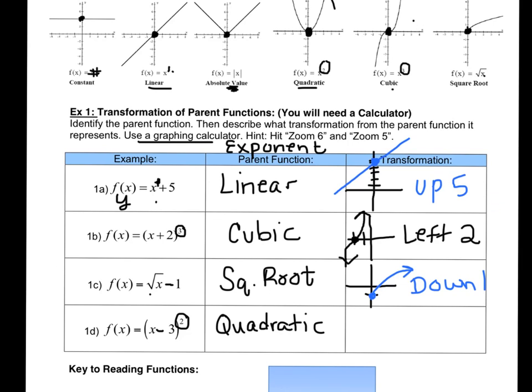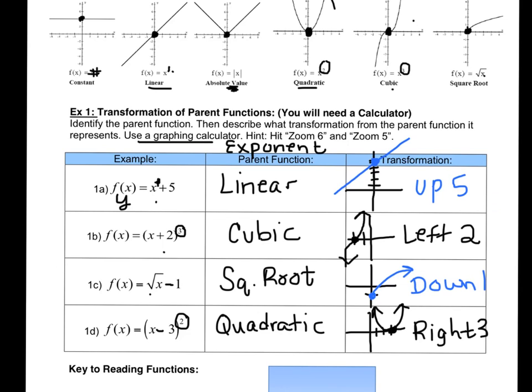And last, the quadratic graph is going to look like a parabola. It's going to be a U shape. This one is going to be 3 units to the right. So that's where the vertex will be, and then you'll draw the parabola. Just a quick sketch of what these shapes are. This one was moved right 3.